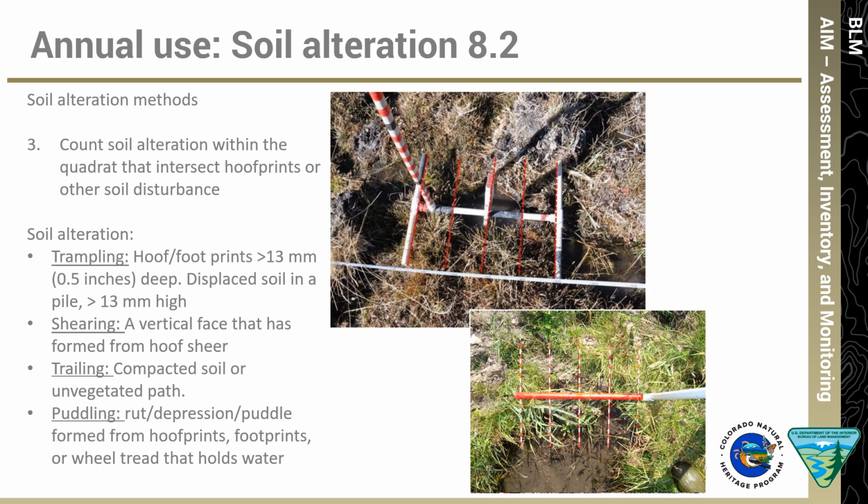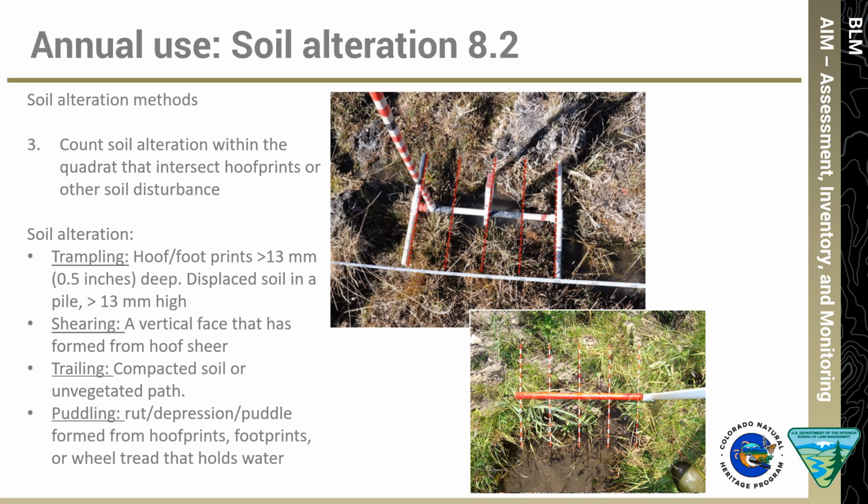Step 3 is to count the lines that intersect soil alteration. Look at the entire quadrat, which includes both halves of the membrane. Let's talk about what counts as soil alteration on the soil surface. These are detailed in step 3 of the field protocol. The soil surface is considered altered when there is evidence of trampling, shearing, trailing, or puddling.